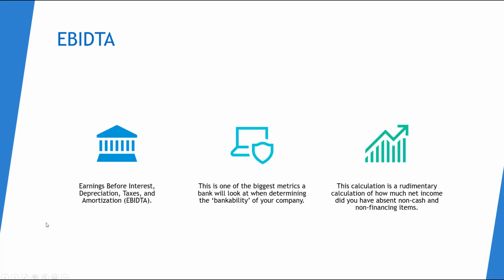And now we're up to EBITDA, earnings before interest, depreciation, tax, and amortization. Now, EBITDA is one of those things that the bank will look at when they look at your financials. So when you're applying for a loan, or you're applying for a line of credit, what have you, they're going to look at your EBITDA. And EBITDA is one of those metrics that the way it's designed is it's kind of a quick, down and dirty way to see how much cash you're producing in your company.